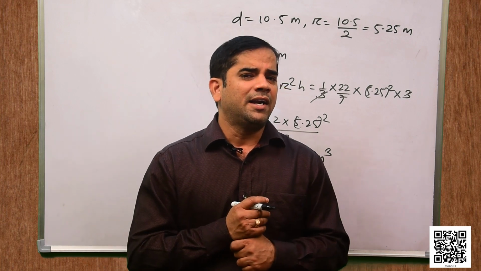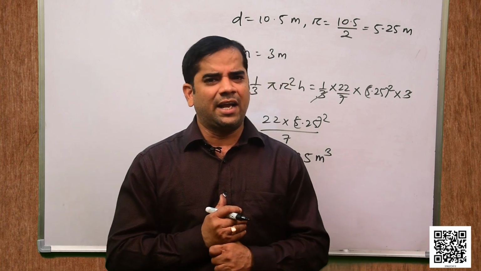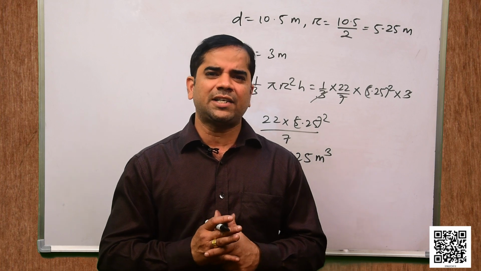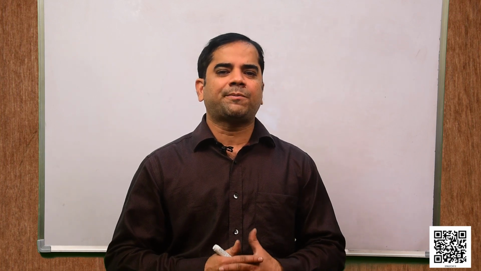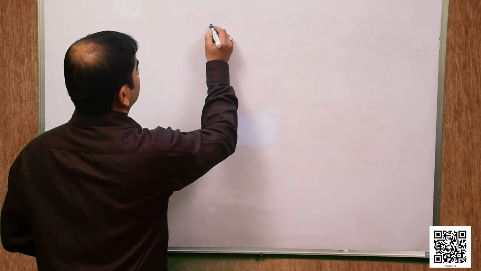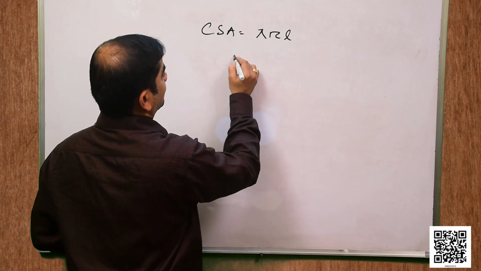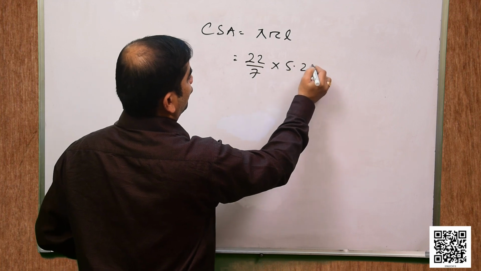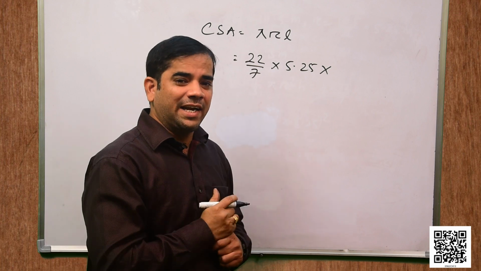What it should be? It is nothing but the curved surface area of the cone. So we need to find the curved surface area of the cone. So let us find it out. So students, the curved surface area is nothing but pi r l. So that is equal to 22 by 7 into 5.25 into what is l? l is nothing but the slant height.